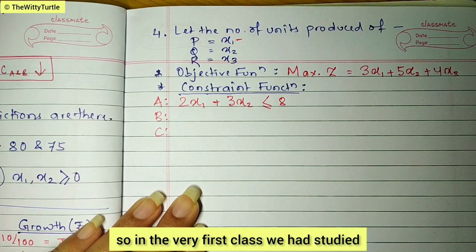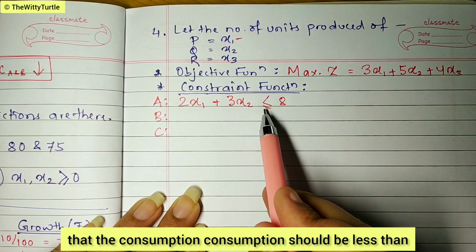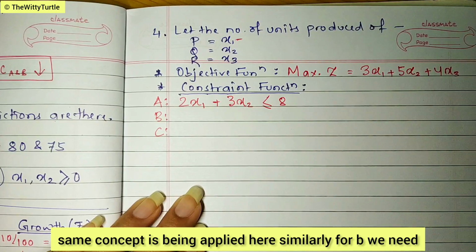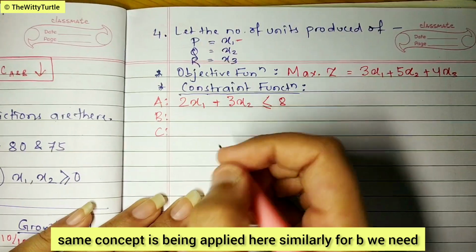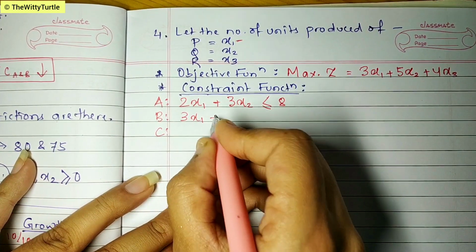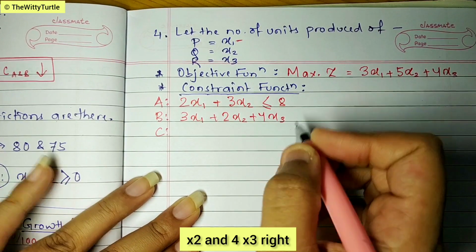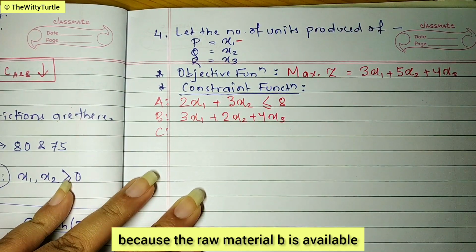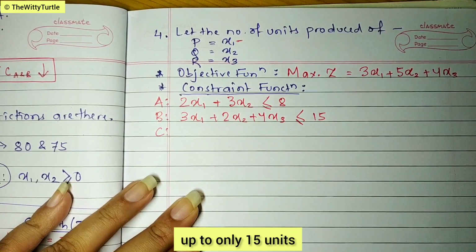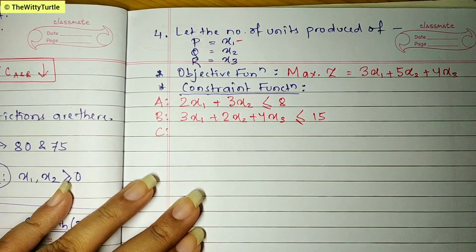So in the very first class, we had studied that the consumption should be less than or equal to the availability, right? So the same concept is being applied here. Similarly for B, we need 3 units of x1 and 2 x2 and 4 x3, right? Because the raw material B is available up to only 15 units. So this is 3x1 plus 2x2 plus 4x3 is less than or equal to 15.